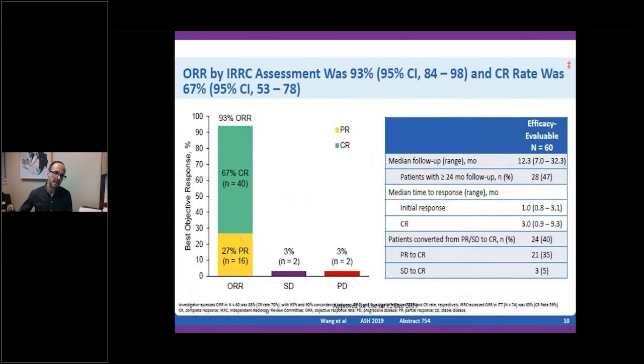And on the left, I'm showing you the overall response rate. This is quite impressive. A third of responding patients have a partial response, and the other 2/3 have a complete response. I showed you with the ibrutinib, you see a 20% complete response. Here you're seeing a 67% complete response. Very few patients had a disease progression, and a few had stable disease. So this is definitely very interesting, but you need to remember these are 60 highly selected patients who were chosen for this because it was felt that they could tolerate this treatment.